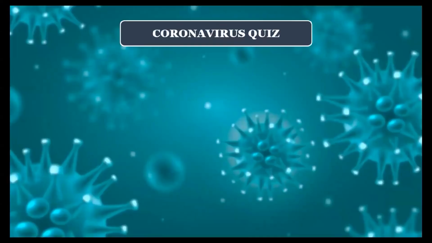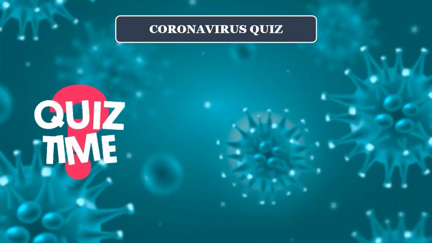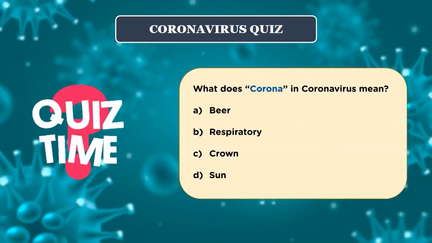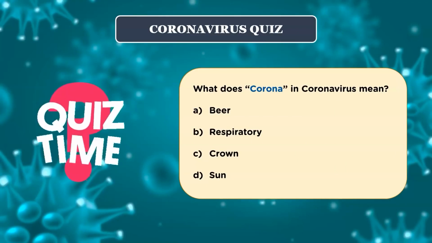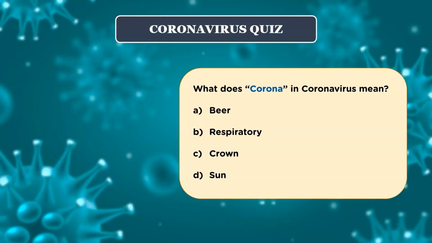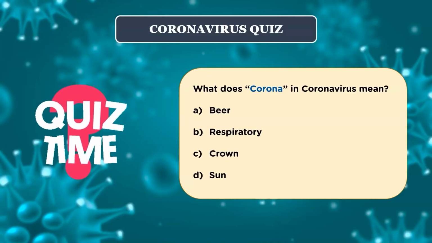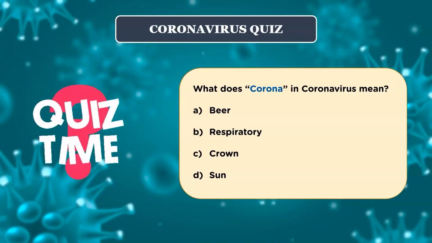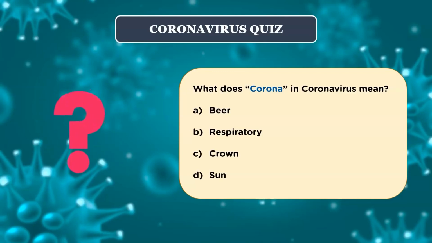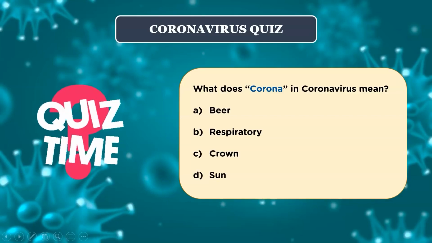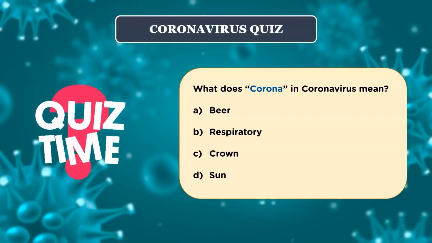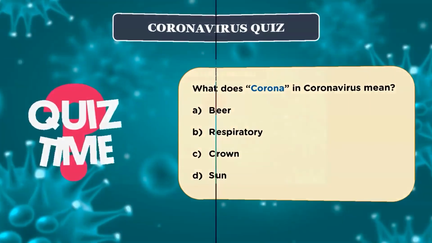Quiz time. Now let's see our first quiz in this project. What does corona in coronavirus mean? Here are the options. Is it A. beer, B. respiratory, is it C. crown, or is it D. sun? This is a very generic question. I'm sure a lot of you may already know, some of you may not. Please let us know your answers in the comment section of the video. We'll be glad to hear from you.